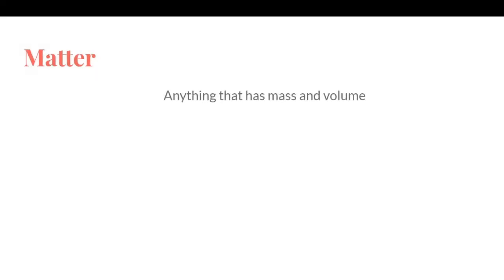Matter is defined as anything that has mass or contains stuff and has volume or takes up space. Different kinds of matter have different properties or characteristics.